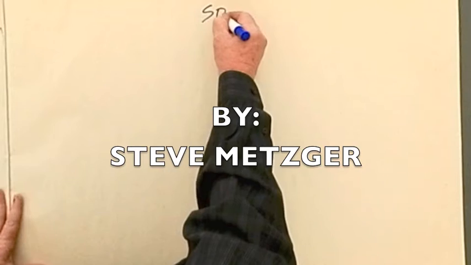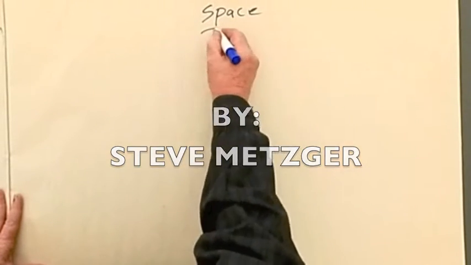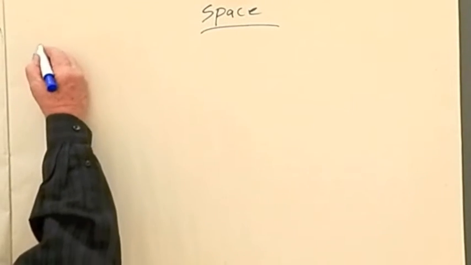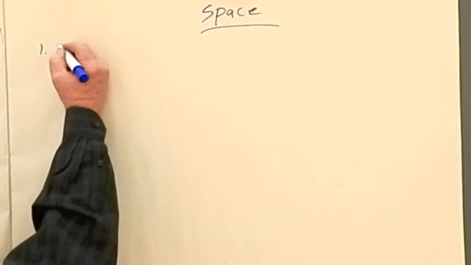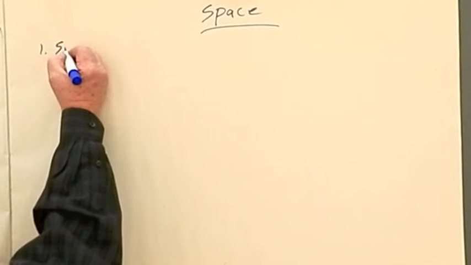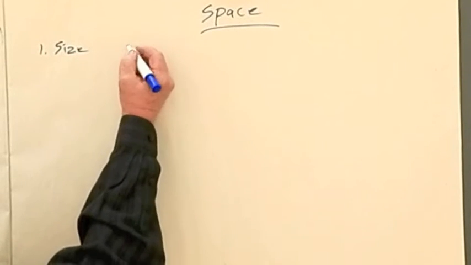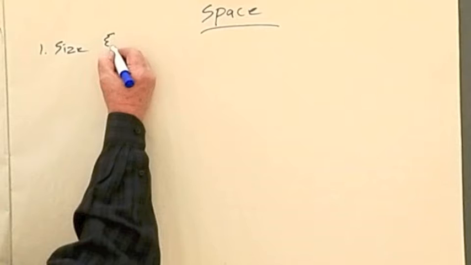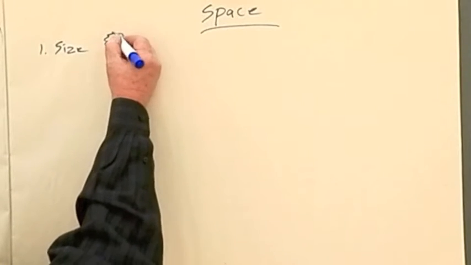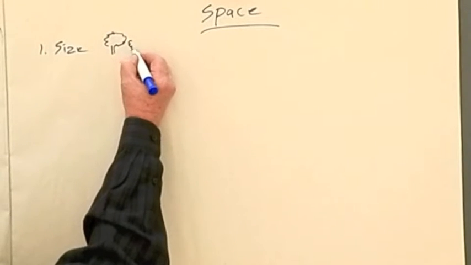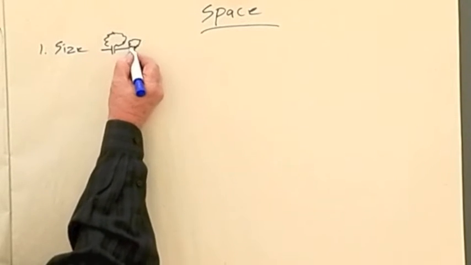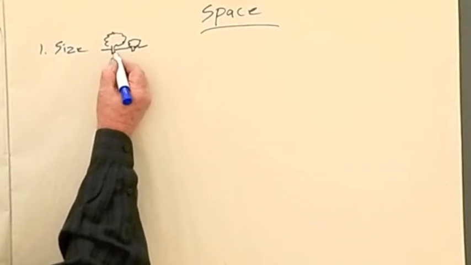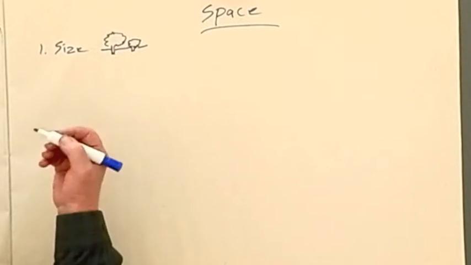Okay, this is a little bit about space, how to use space, how to create space, different ways. The first one is size, so relative size. Larger objects appear closer than smaller objects. So I'm drawing a tree there, a large tree, and then a smaller tree that's further back, including the hill that's behind it, a bit of landscape.